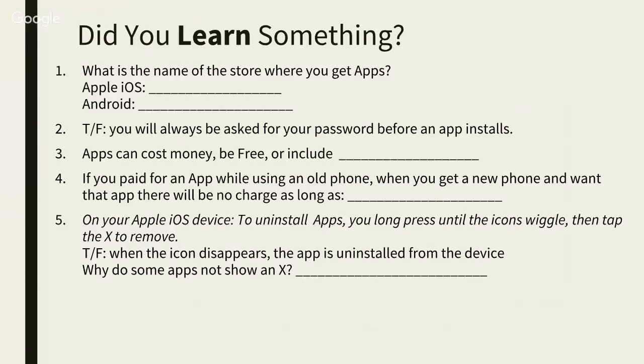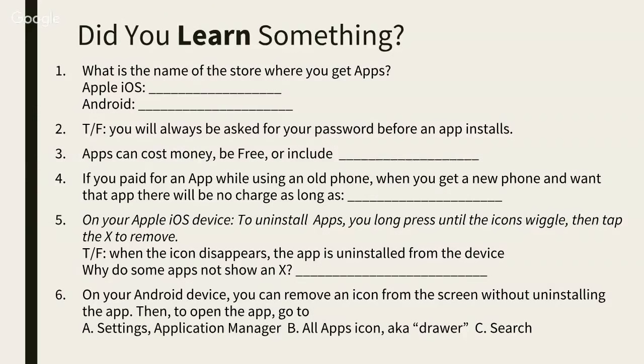On your Apple iOS device, to uninstall apps, you long press until the icons wiggle, then tap the X to remove. True or false? When the icon disappears, the app is uninstalled from the device? True. Why do some apps not show an X? Because you're not allowed to uninstall them. Apple makes it very clear which ones you can uninstall or not.